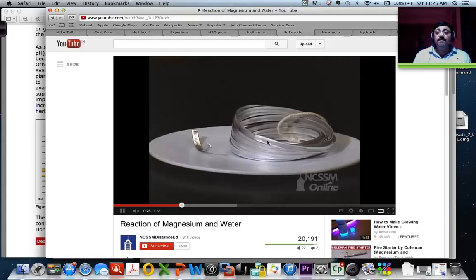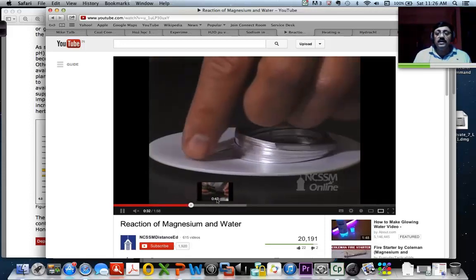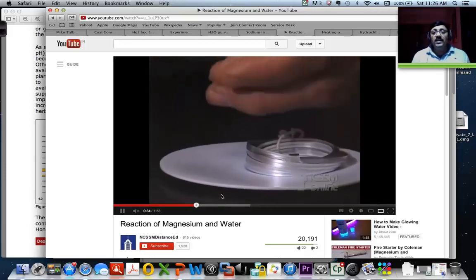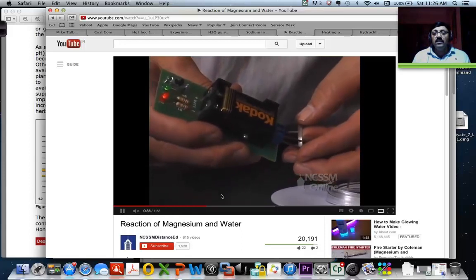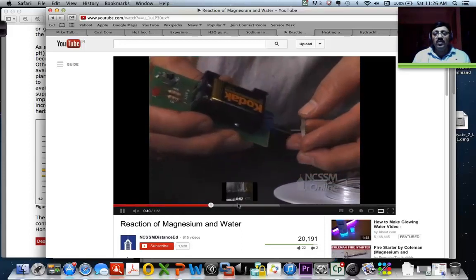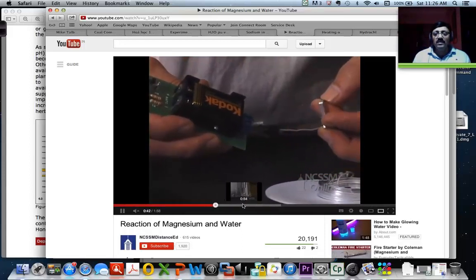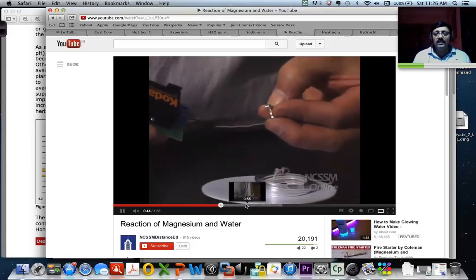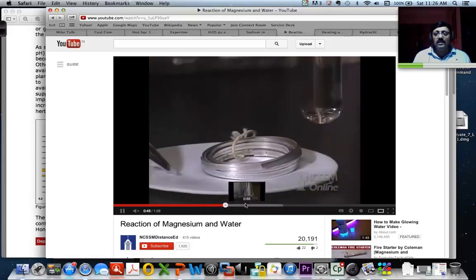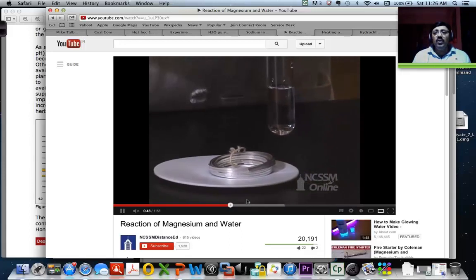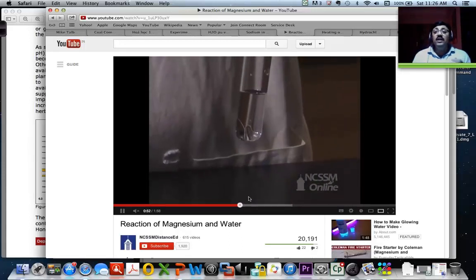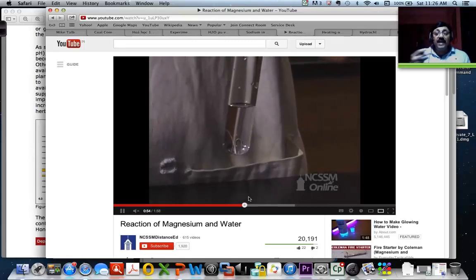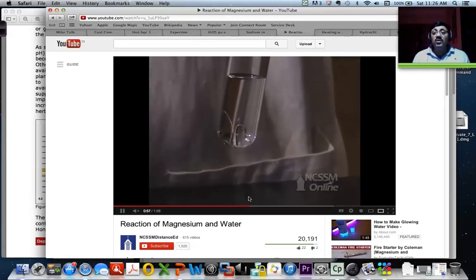Now he's taking a small piece of that magnesium ribbon, and okay, fine, he's talking about showing conductivity. That's fine, leave it. Let's go ahead. Now you can see what he's doing. He's putting that into water, and then he's going to heat that water so that the water turns to steam, and then that reacts with magnesium to produce magnesium oxide, right?